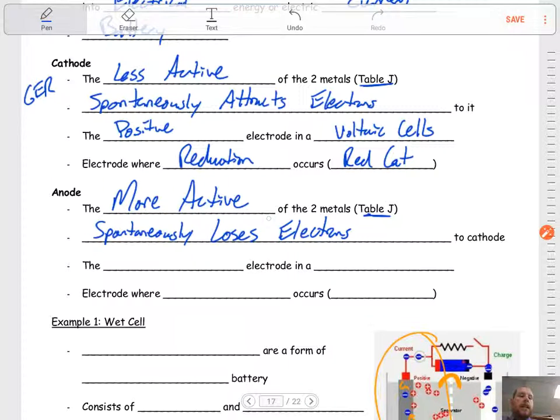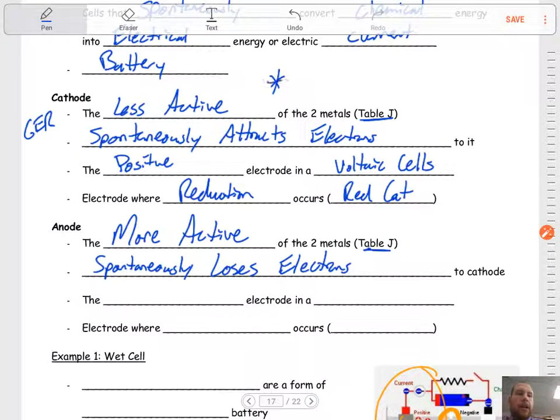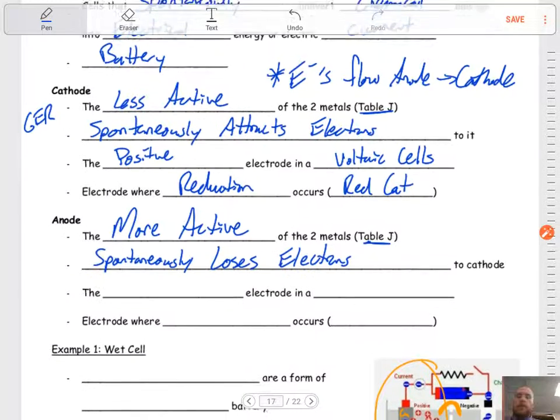So remember, the anode gives its electrons away to the cathode. That's always going to hold true. The flow of electrons is always from anode to cathode. We're going to star that right here. Electrons flow anode to cathode. All right? Doesn't matter what type of cell you have.